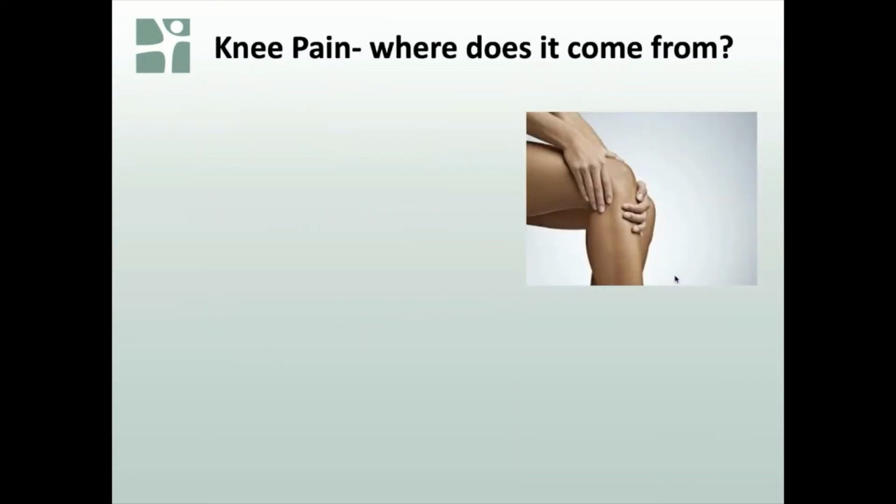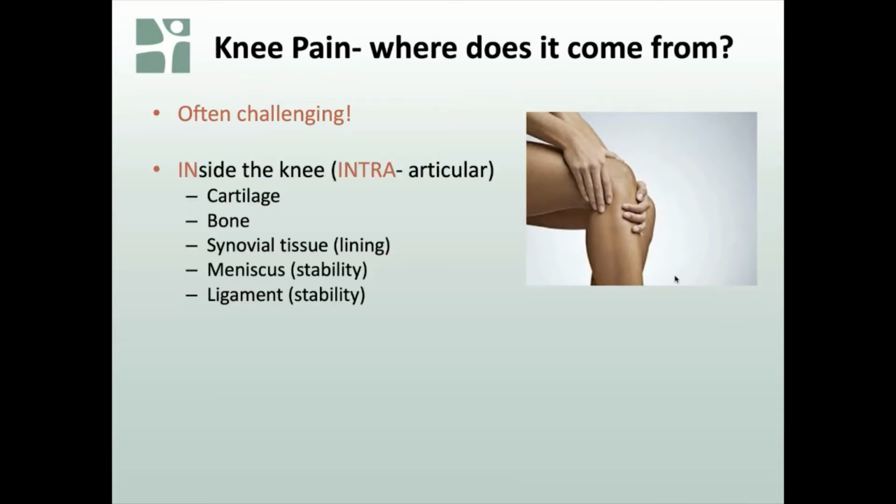So I think this is a good place to begin for knee pain, is really where does it come from? And broadly speaking, when we think about this, we first off have to acknowledge that it can be very challenging to do. I mentioned earlier that when I see patients in the clinic, this is really the number one thing that I spend time doing. When we think of the areas in the knee, we split it up into two different areas. The first is inside the knee, which is intra-articular. So intra is inside, and this includes areas inside the knee, including the bone and cartilage, synovial tissue, which is the lining inside the knee, the meniscus, which can provide stability and cushioning inside the knee, as well as ligaments, which are primarily there for stability of the knee.